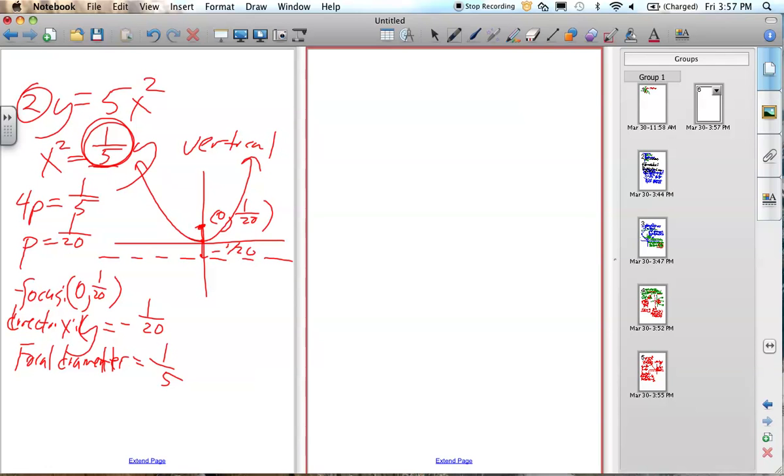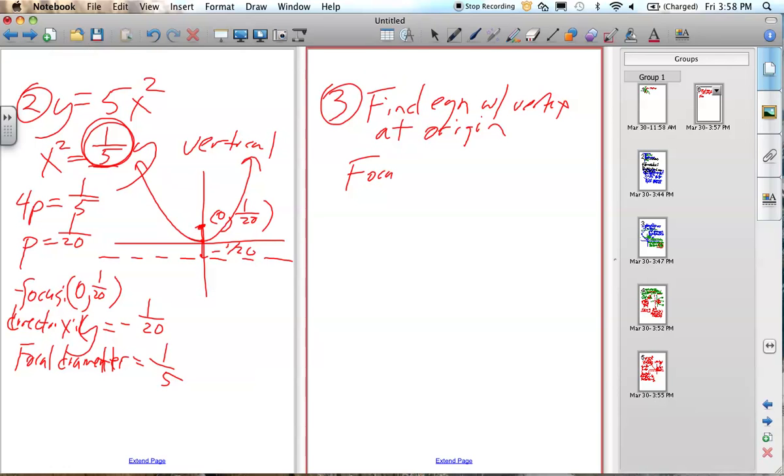Okay, one more problem. We're going to have a slightly different one. On this one, your instructions are to find the equation with the vertex at the origin. And what you're given on this one is that the focus is at (0, 2). So the first thing I'm going to do is plot this point. x is 0, y is 2. There's my focus. I know it's inside. My vertex is at the origin, so it's going to open up like this.